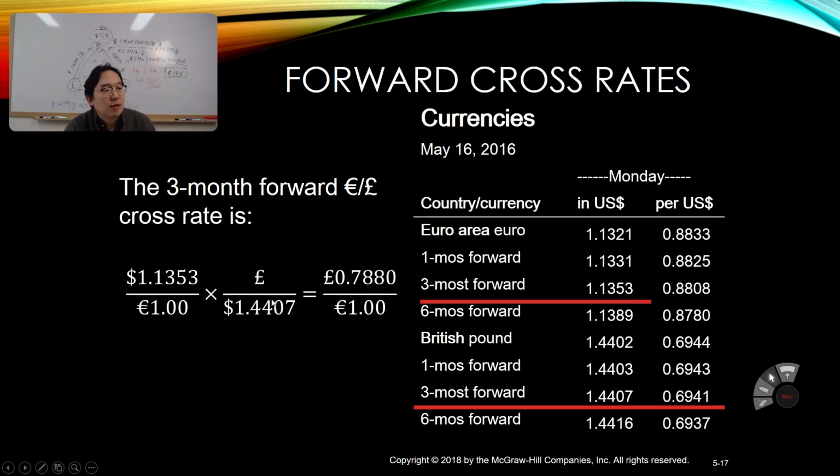So $1.13 per euro times the $1.4407 per pound exchange rate, but the reciprocal, because you want to calculate the pound per euro price. So reciprocal of it. So you see 0.788 pound per euro in forward rate.